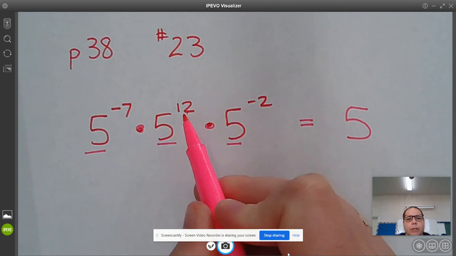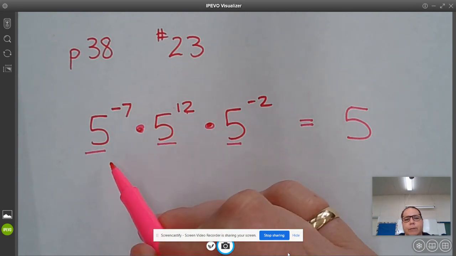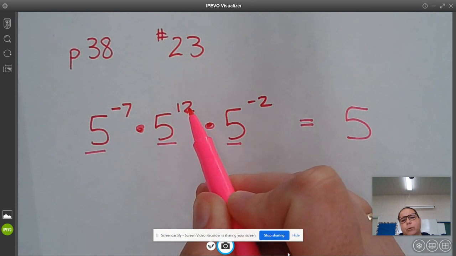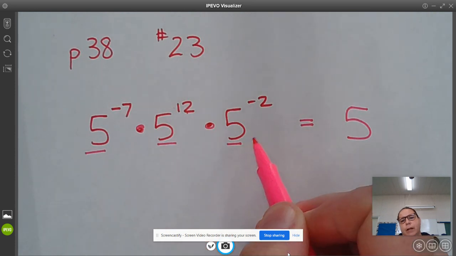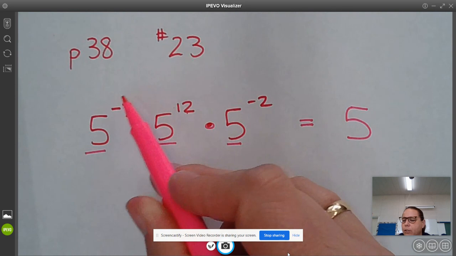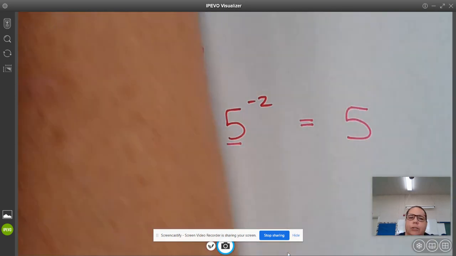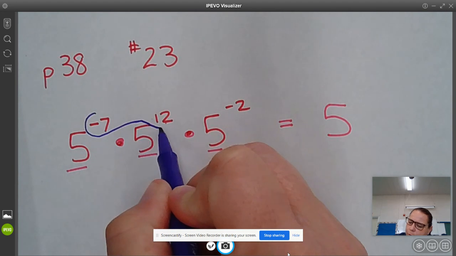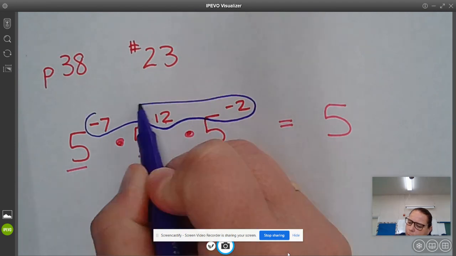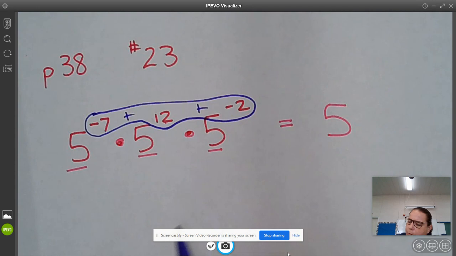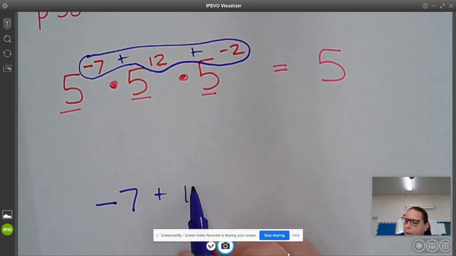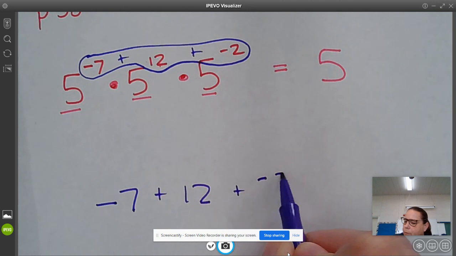And these exponents: this is divide by 5 seven times, multiply by 5 twelve times, and then divide by 5 two times. So the division and the multiplication are going to cancel each other out. But the rule is that you are going to add these exponents. So now we just need to take -7 plus 12 plus -2.